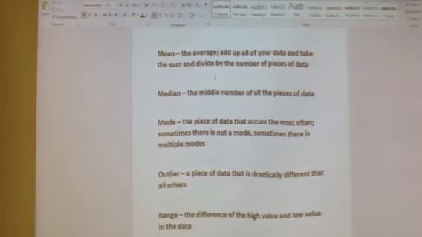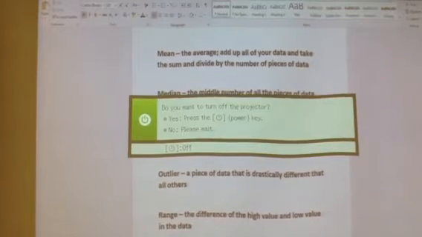Next one, outlier, a piece of data that is drastically different than all others. And we'll see a couple in our exercises. In the range, we know range. This is the difference of the high value and the low value in data, so we subtract those. So make sure you have these down and understand what we do with them.